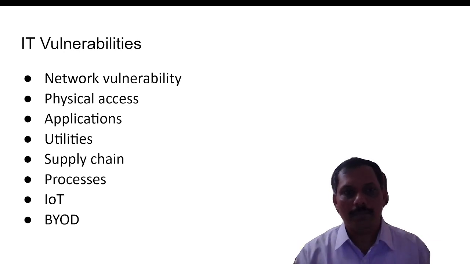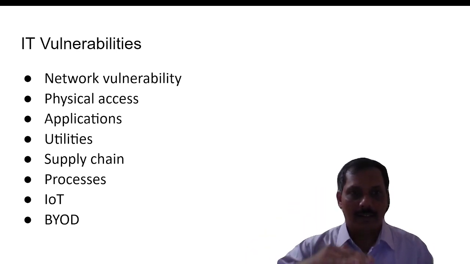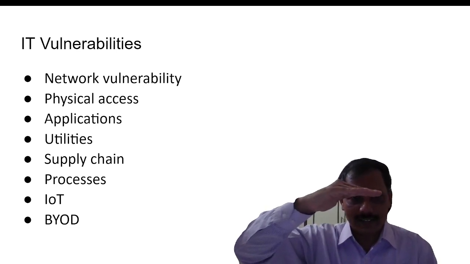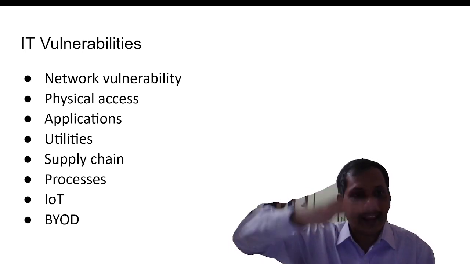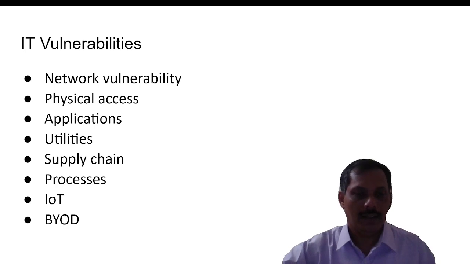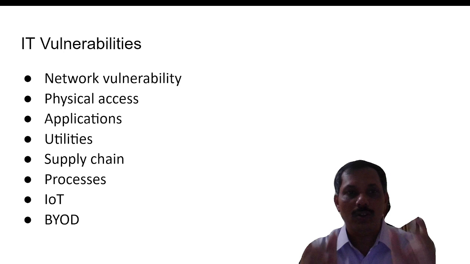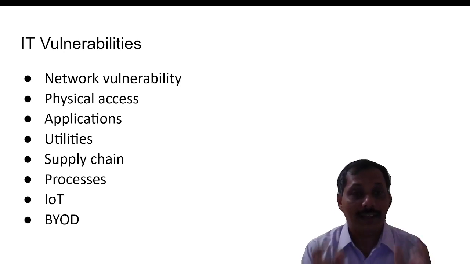So in simple term, vulnerability is gap between desired state and the current state. So if this is your desired state and this is your current state, it means there is a gap, and that gap is called as vulnerability. If there is a flaw in design or implementation of your solution, then it is vulnerability.